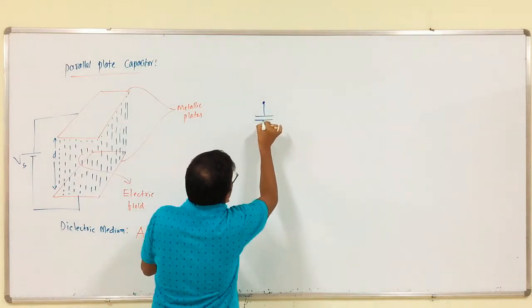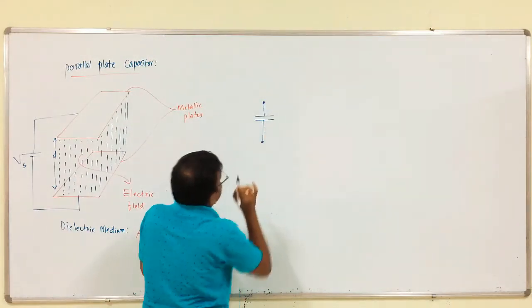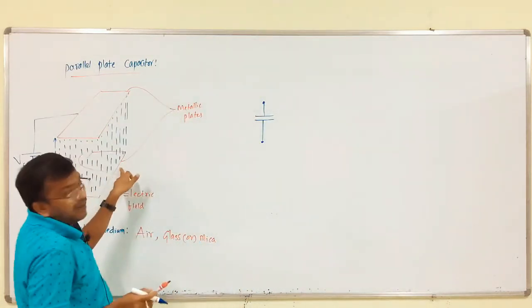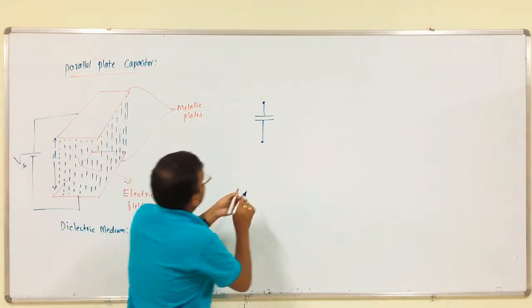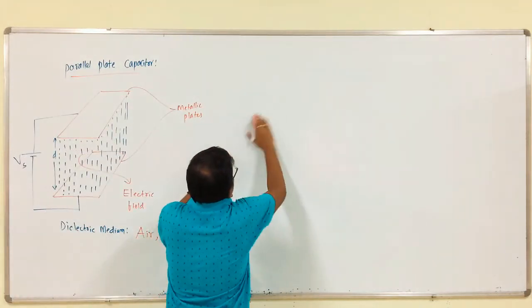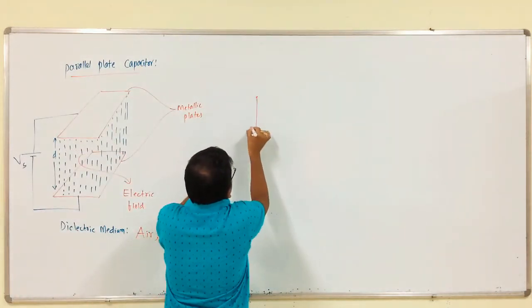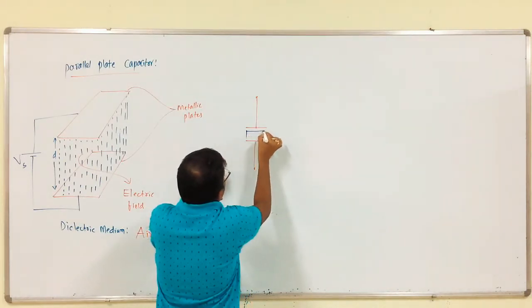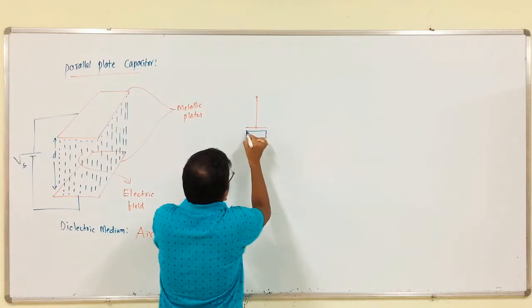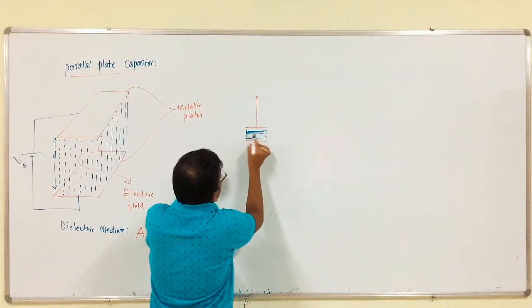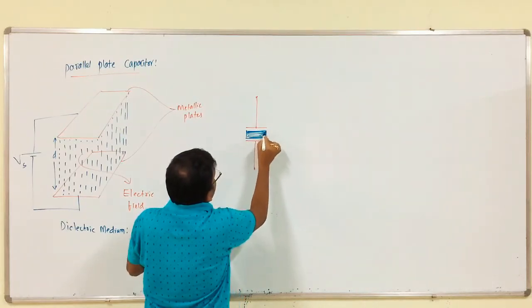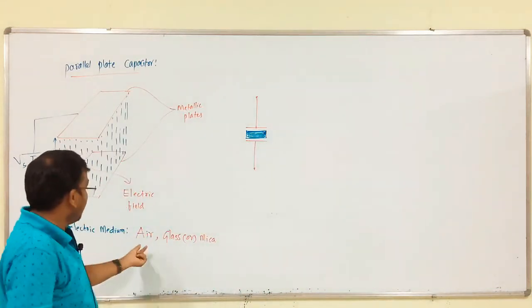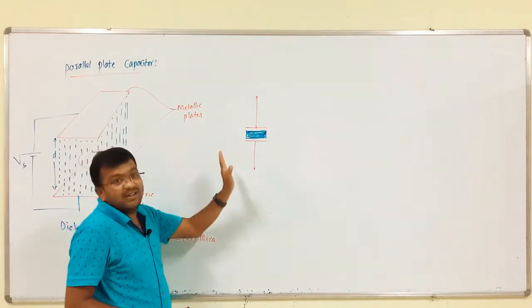That is simple, we have two parallel plate capacitor. So, this is one plate and this is another plate, that is it. So, in between these two we have to provide a medium. This is the medium between these two plates, whether it is air, glass or mica, that is it. Okay.